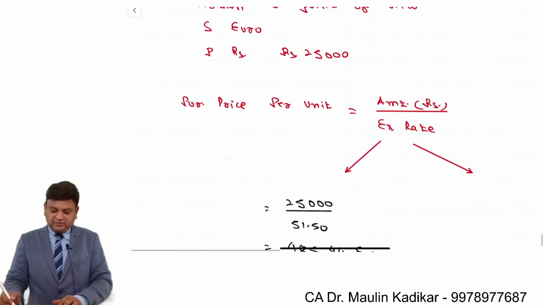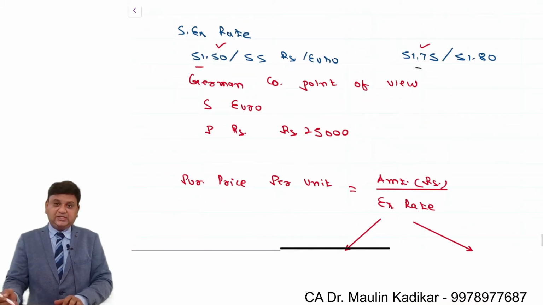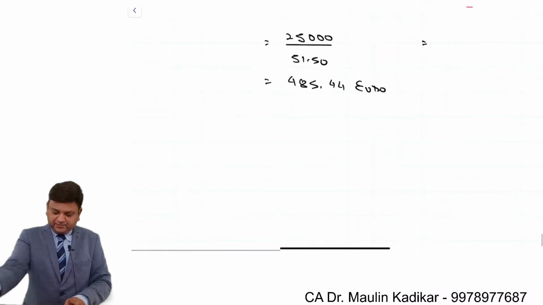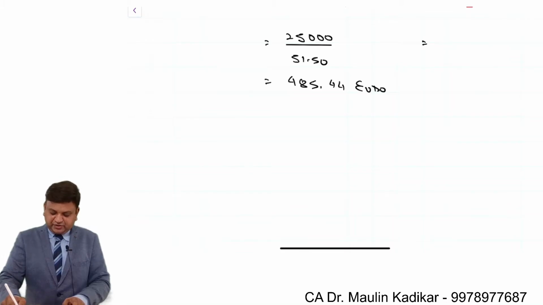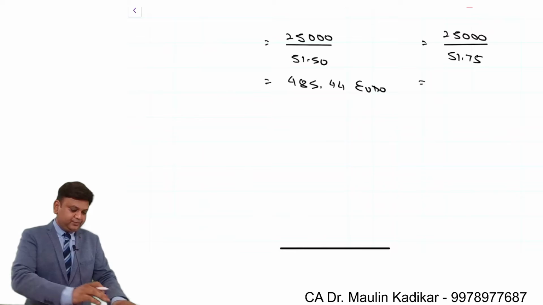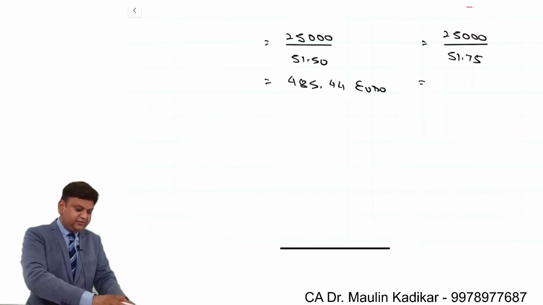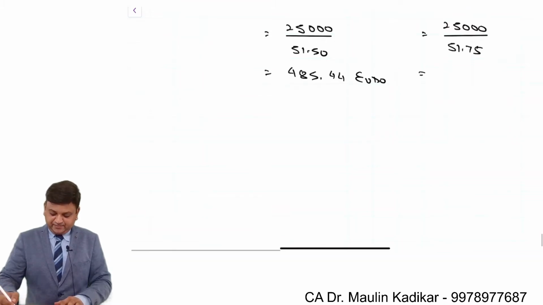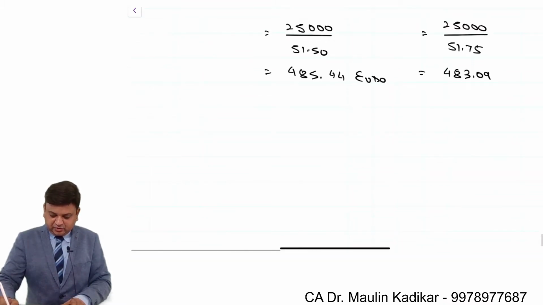In the second part of the question, the exchange rate is provided such that, sorry, they can buy the product at which price? Let us check that. 25,000 divided by 51.75. So 25,000 divided by 51.75. So 483.09. So it is 483.09 euro.